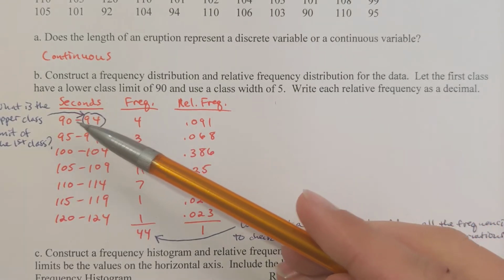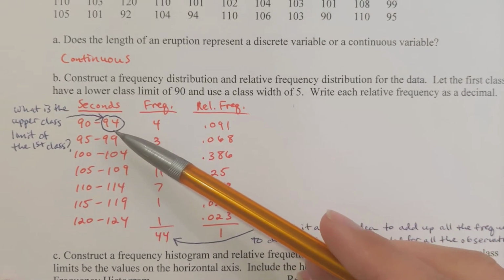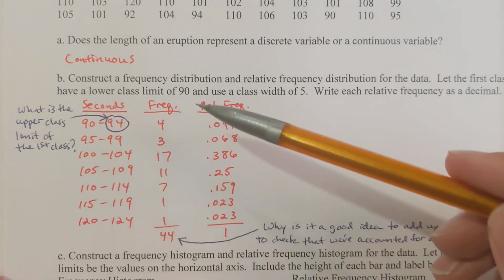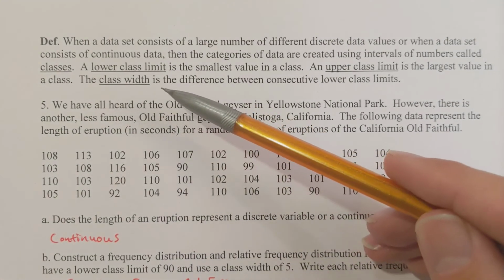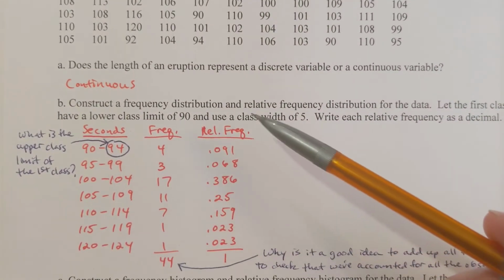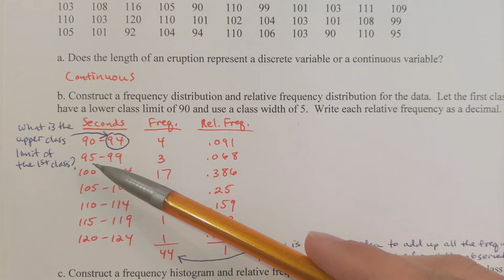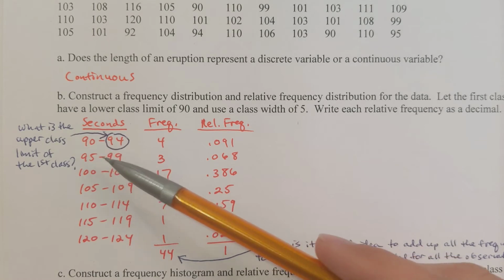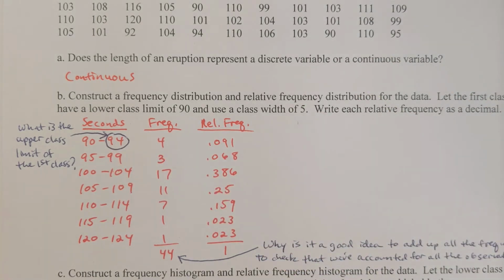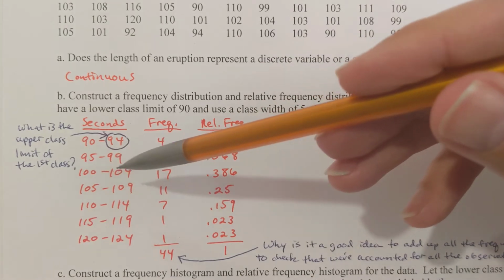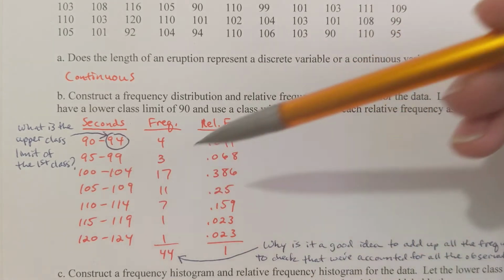Because I'm using a width of 5, I want to go 90 to 94. Why is that? Why don't I go 90 to 95? Well, it's because of what we mean by a class width. The class width is the difference between consecutive lower class limits. So because I'm using a width of 5, I need the next class to begin at 95, because 95 minus 90 is 5. It's a bit quirky how we define class width there, but make sure you're good with that. So I go 95 to 99, and then 100 to 104, etc.